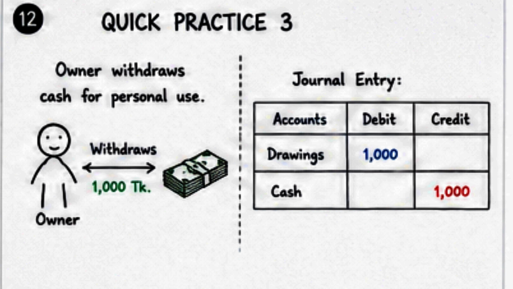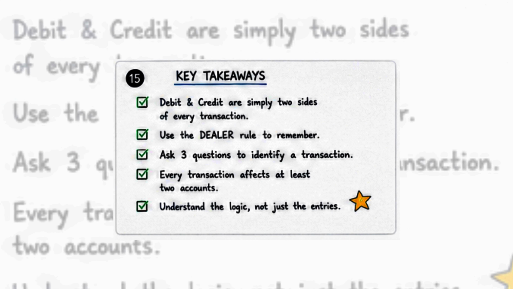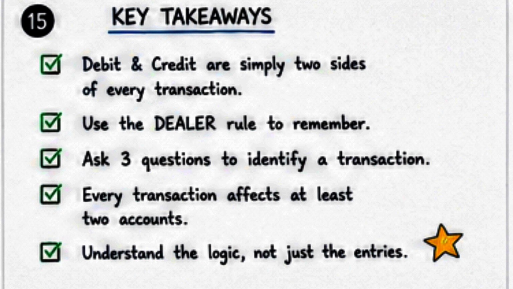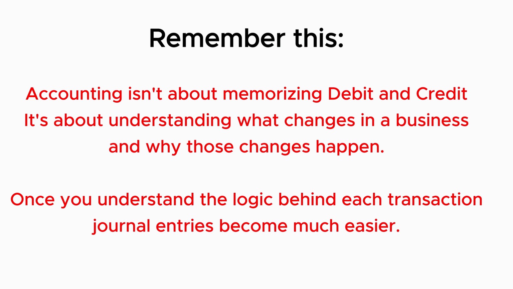Excellent. You are already thinking like an accountant. So let's recap today's lesson. You learned what debit and credit really mean, the DEALER rule, how to identify an accounting transaction, how to record transactions, and real life journal entries. Remember this: accounting is not about memorizing debit and credit. It's about understanding what changes in a business and why those changes happen. Once you understand the logic behind each transaction, journal entries become much easier.